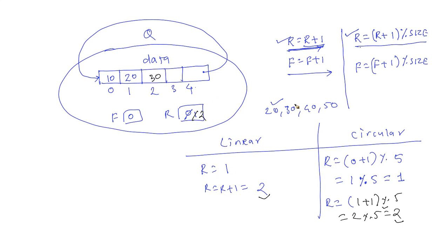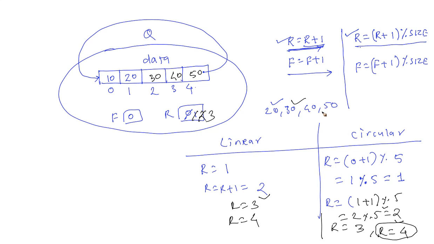Now let us insert 40. In order to insert 40, we'll increment R by using linear increment. So R will become 3. And if I increment by using circular, I'll get the same thing. R is equal to 3 here also. So 3, and this 40 will be inserted here. In order to insert 50, R will become 4, by using linear, and by using circular, R will become 4. And we'll insert 50 there, because when I use this formula, R was 3, 3 plus 1 is 4, 4 mod 5 is 4. I'll get 4 here also.